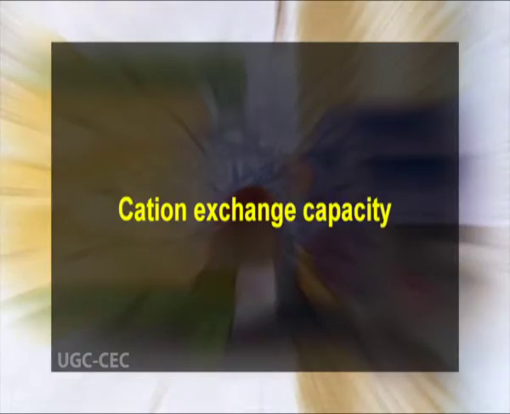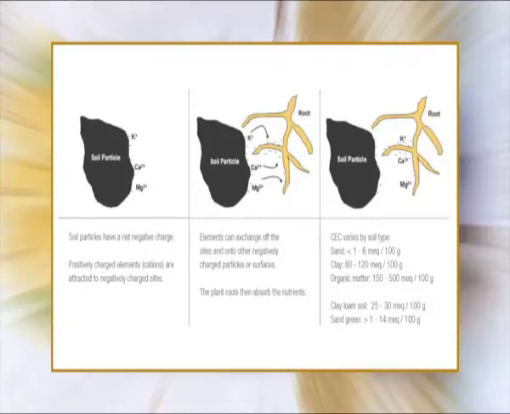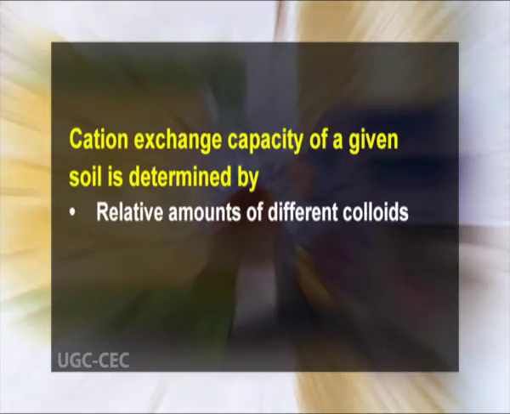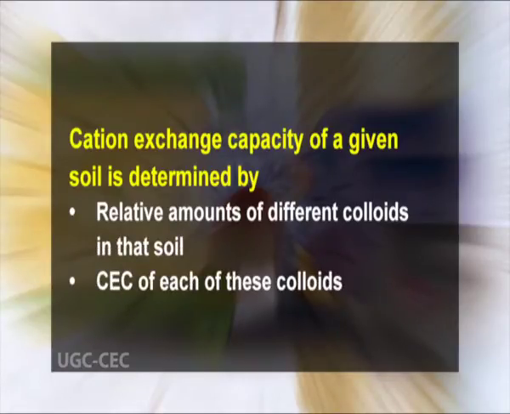Cation exchange capacity. Cation exchange capacity is the amount of exchangeable cation per unit weight of dry soil. The SI unit of cation exchange capacity is centimoles of positive charge per kilogram of soil. Thus, if a soil has a cation exchange capacity of 10 centimoles per kilogram, it means that 1 kilogram of soil can adsorb 10 centimoles of hydrogen ion. The cation exchange capacity of a given soil is determined by, first, the relative amount of different colloids in that soil, and second, the cation exchange capacity of each of these colloids.